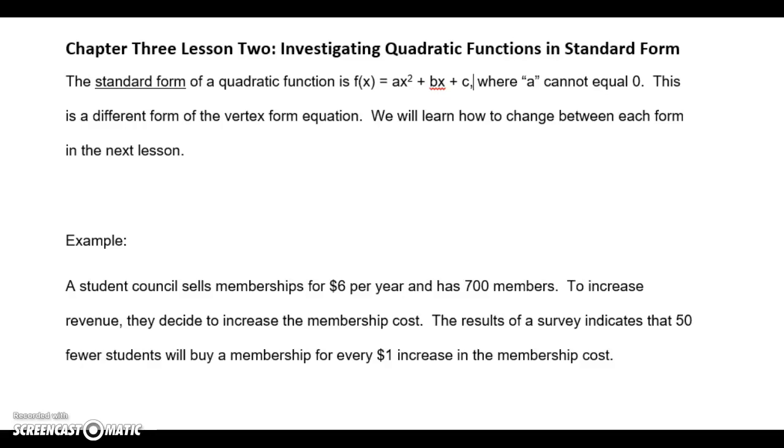In this video, we're going to look at lesson 2 from chapter 3, which is all about investigating quadratic functions in standard form. The standard form of a quadratic function is f of x equals ax squared plus bx plus c, where a cannot equal 0. And a, b, and c are just constants. So in an actual equation, those would represent numbers.